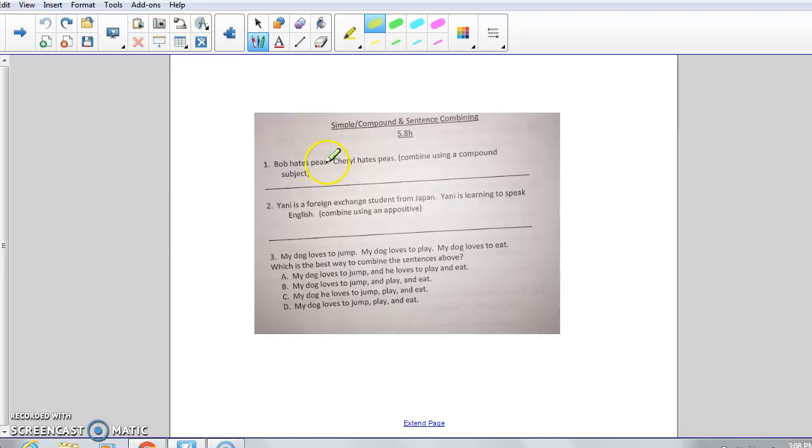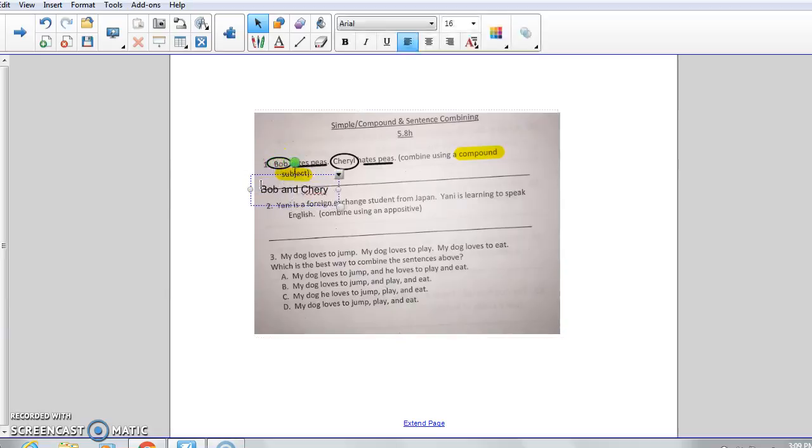Bob hates peas. Cheryl hates peas. Our directions say combine using a compound subject. Well, that makes sense because if you look at it, we have Bob as a subject, Cheryl as a subject, but they're doing the same exact thing, so it's easy to combine them into one sentence with a compound subject. The correct answer to this one was Bob and Cheryl hate peas. Oops, not ate, hate. I changed the meaning of the sentence there, didn't I?